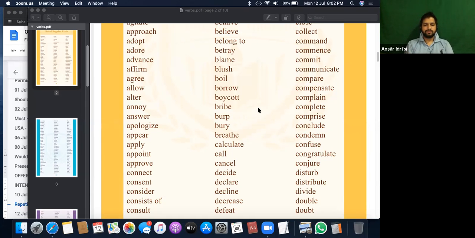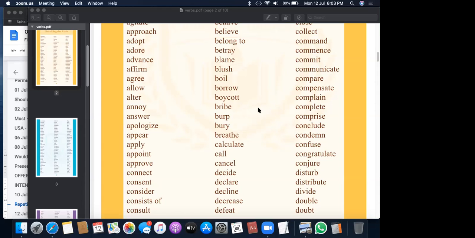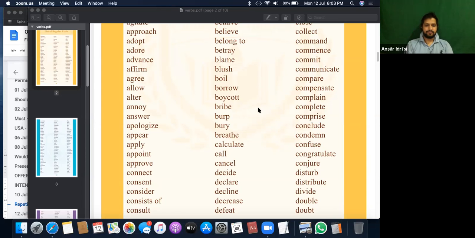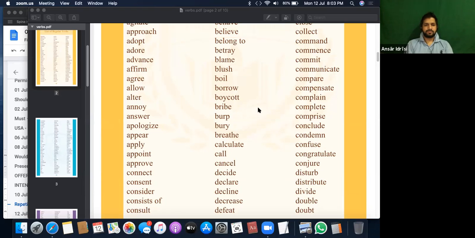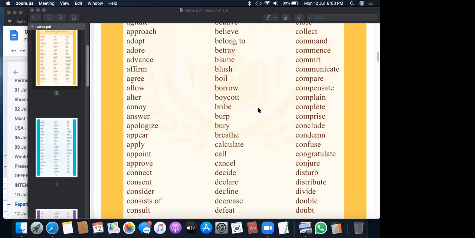It used to calculate. Did it used to calculate? It didn't used to calculate. Yes. It used to divide. Did it used to divide? It didn't used to divide. Divide. Next. It used to condemn. Did it used to condemn? It didn't used to condemn. Condemn. Very good.